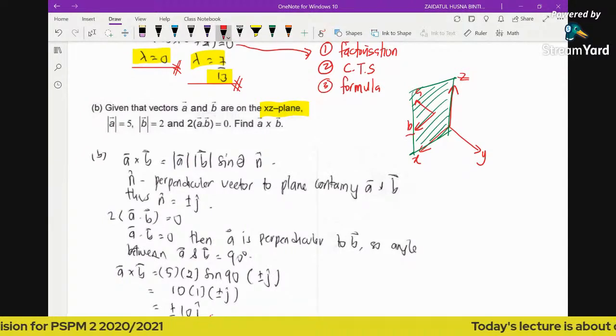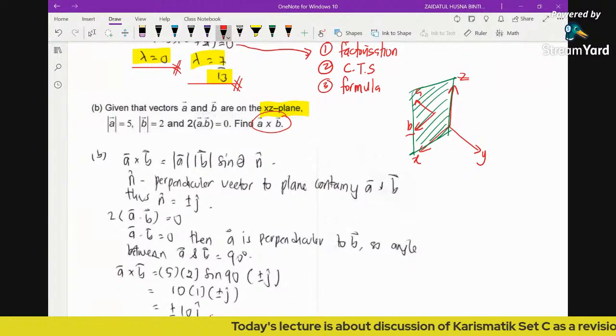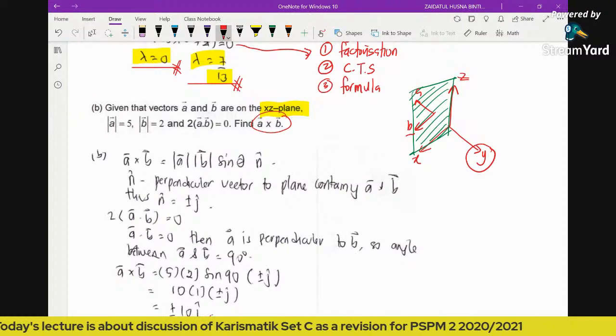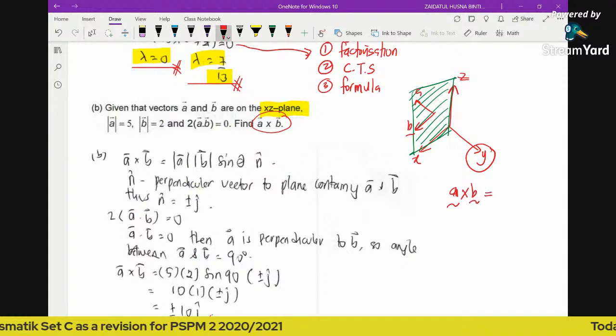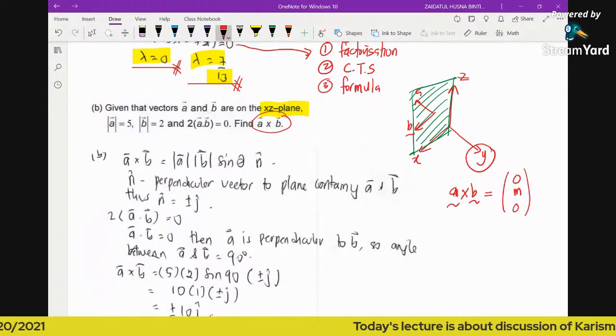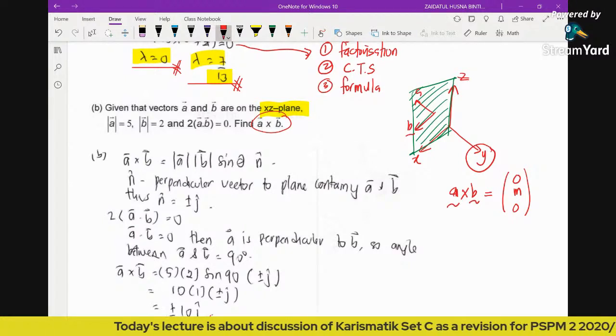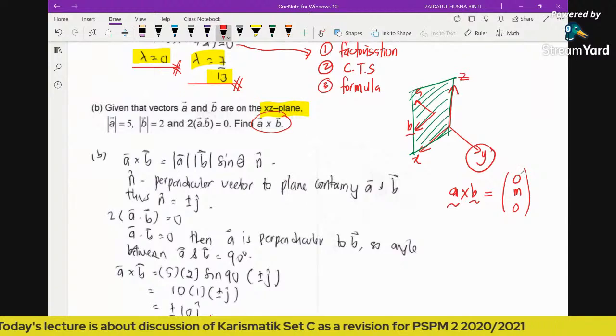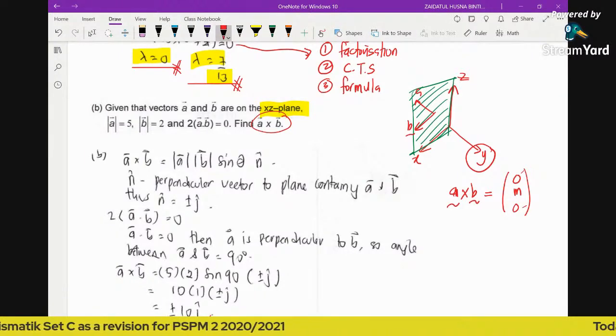So once you find the cross product between A and B, you will get a vector which is perpendicular to both. So a vector which is perpendicular to both must be in the Y direction. In this case, we can conclude that A cross B is going to be 0, something, 0, because both vectors are located on the XZ plane. So now we know that the I and K components will be 0. So it will be something like this: A cross B is equal to 0, m, 0.